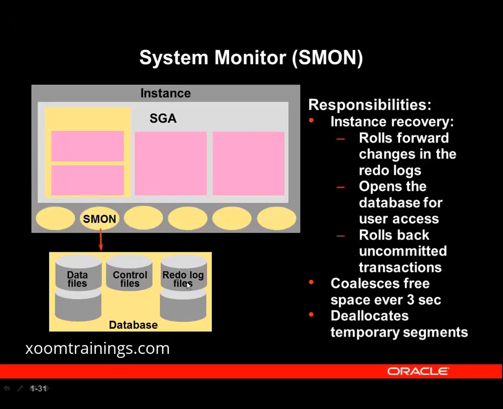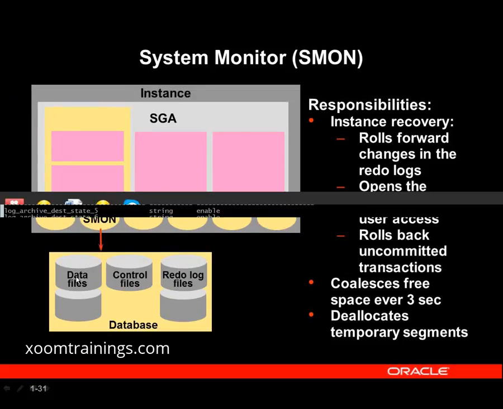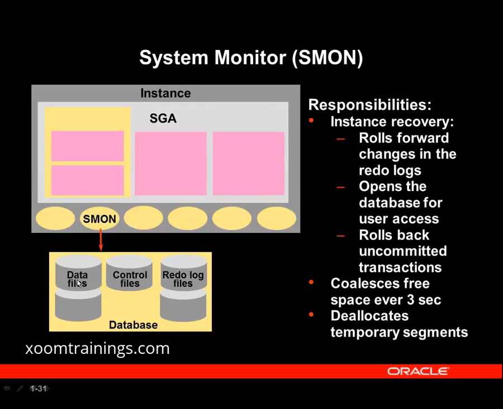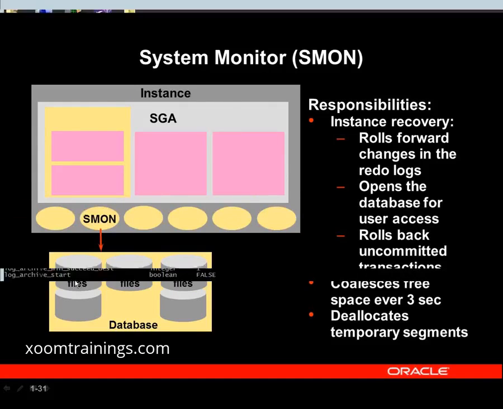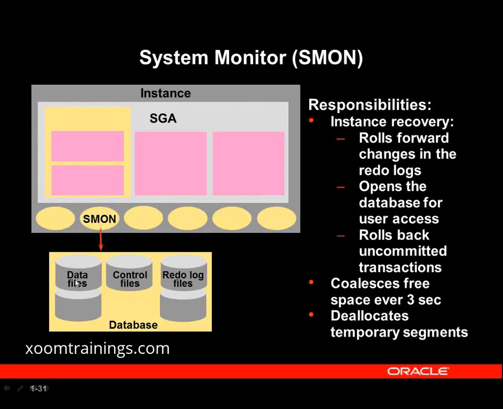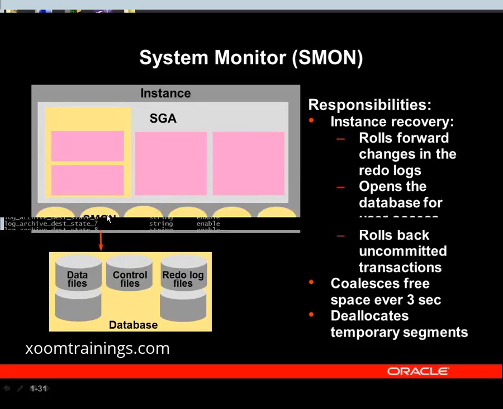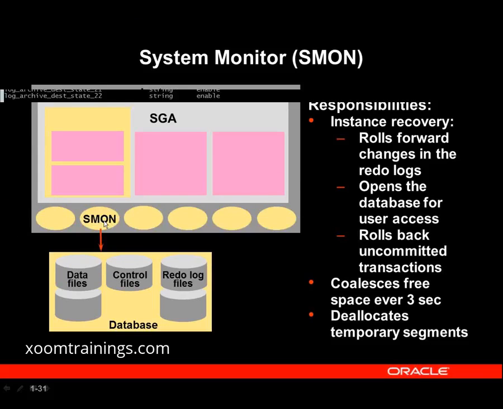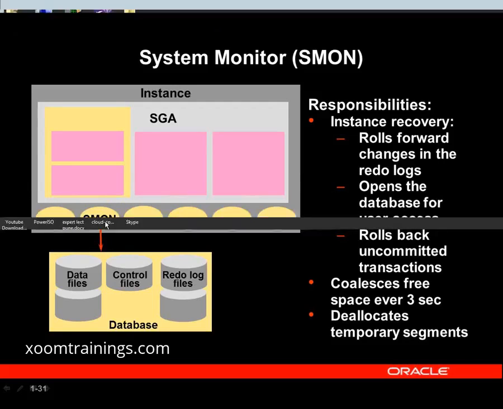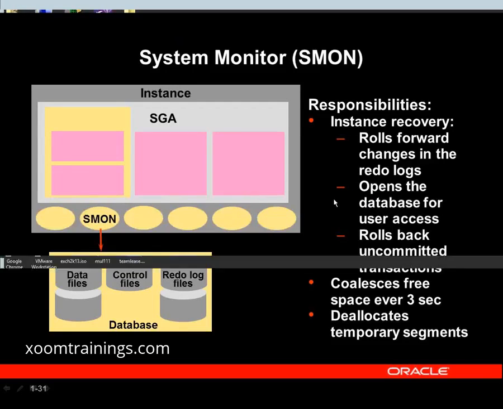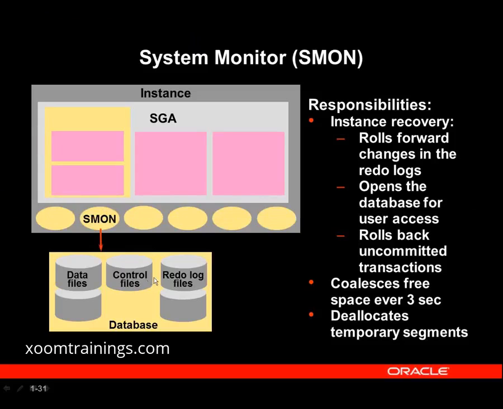So it rolled forward the committed transaction into the redo log and affected the changes into the data file. Now your database would be in a consistent state. That means you could get 3,000 as a balance over there. So that is exactly an instance recovery made by SMON, the system monitor. And the other task is also to roll back uncommitted transactions.